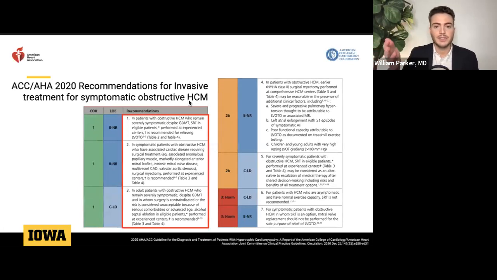A lot of text, but to summarize really quickly: if there are symptoms despite pharmacotherapy, do septal reduction surgery. If surgery is not an option, consider alcohol ablation.